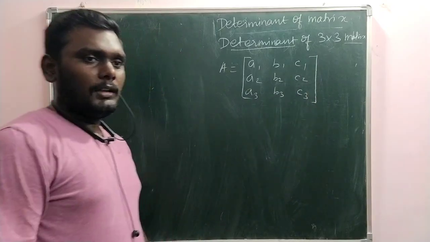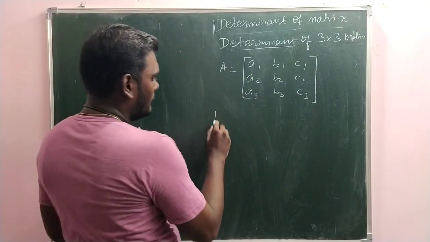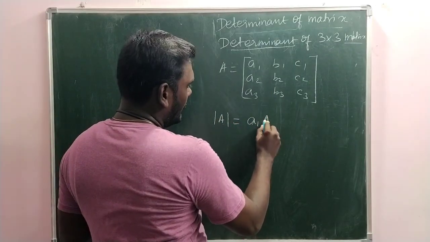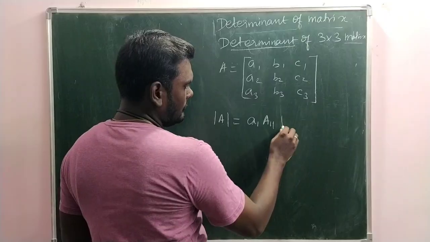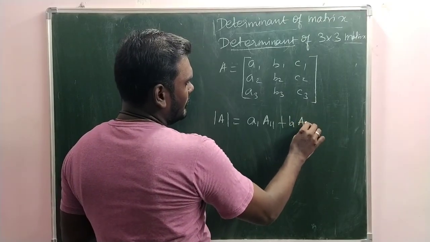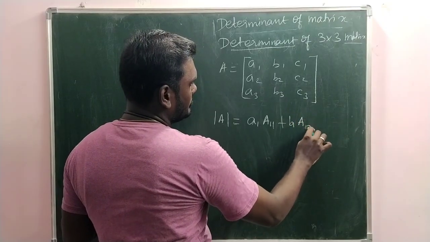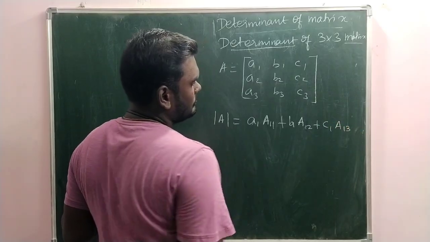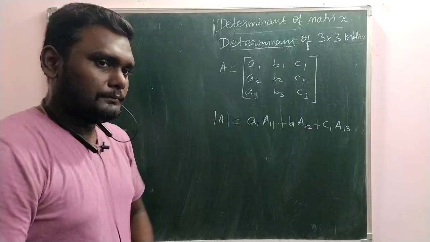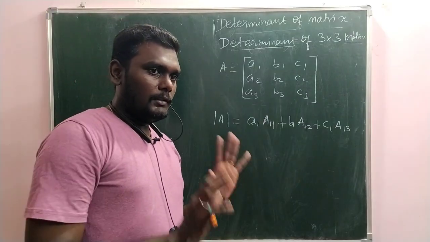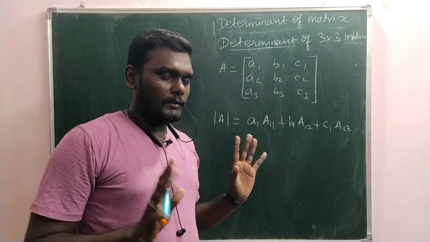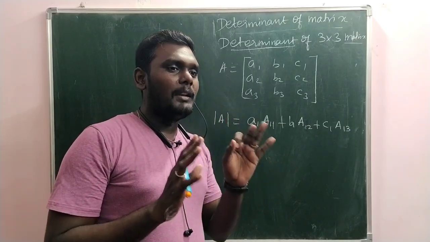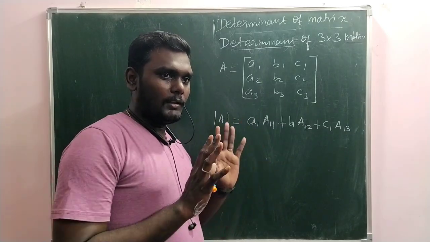So determinant of this matrix is nothing but this first element into its cofactor, plus the second element into its cofactor, plus this third element into its cofactor. Like we can take any row or column. Don't get confused. We have seen what is minor, what is cofactor. Now determinant value of a 3 by 3 matrix means what? This is the concept actually.